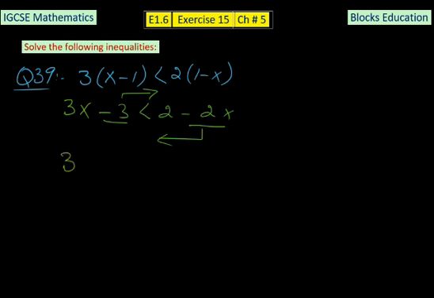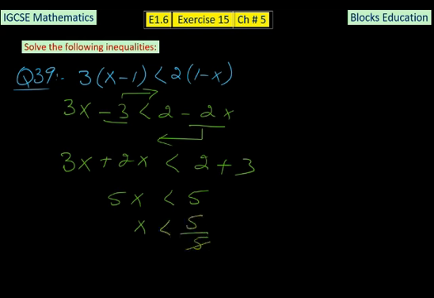So it will be 3x plus 2x. Inequality stays like this, and minus 3 once moved to the right will be plus 3. 3x plus 2x will be 5x less than 3 plus 2 is 5, and 5, because it is multiplied here, will be divided once brought onto the right. So x less than 5 divided by 5, and 5 and 5 will cancel out, so it will be x less than 1.